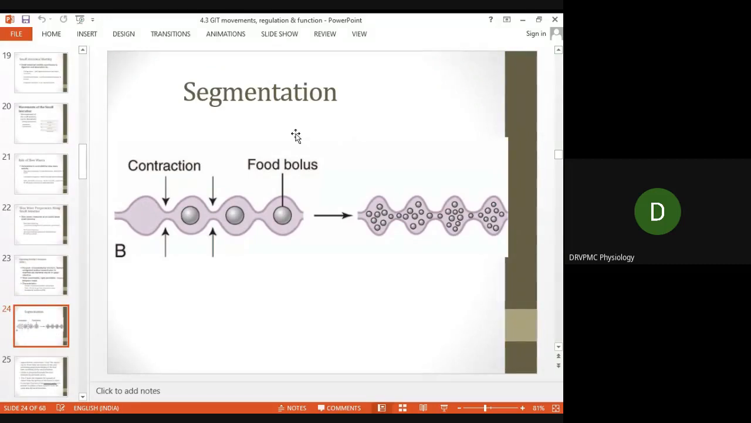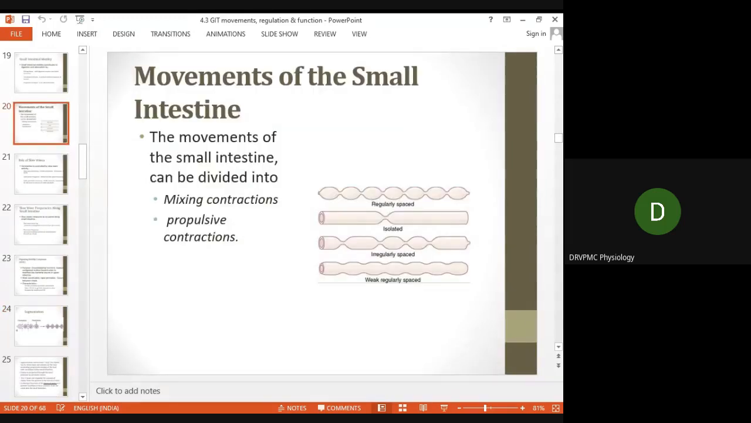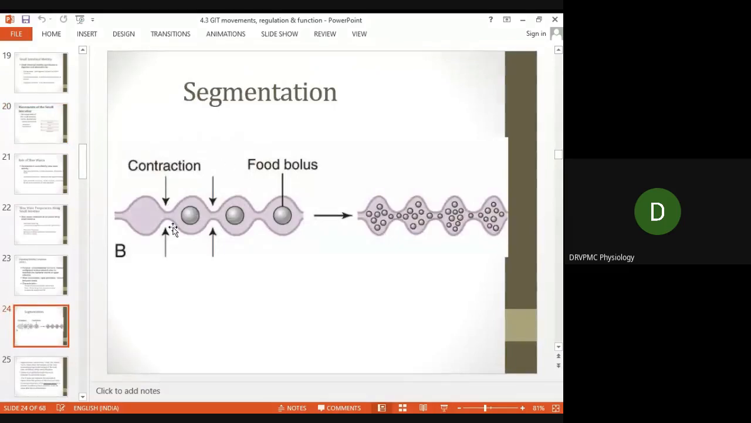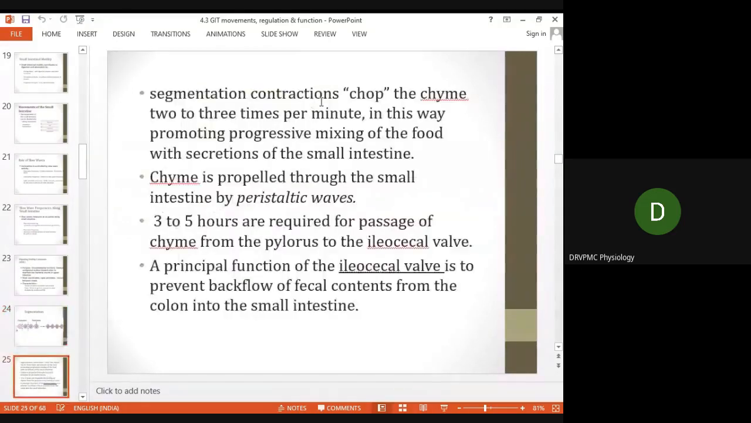Coming to the movements of the intestine, we discussed there are two types of movement: mixing or segmentation, and propulsive contractions. So this is the segmentation. What is the function here? The contractions are occurring at small intervals. So this allows the food bolus to get broken into smaller particles which can be absorbed properly.